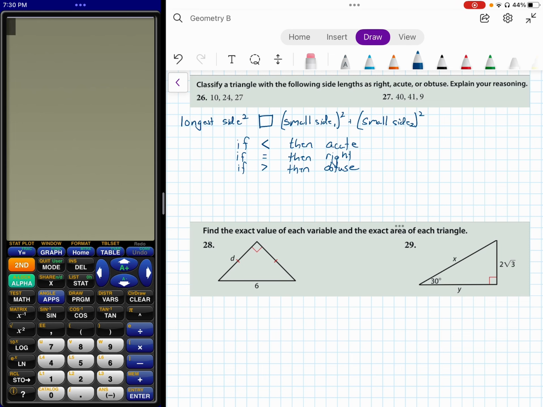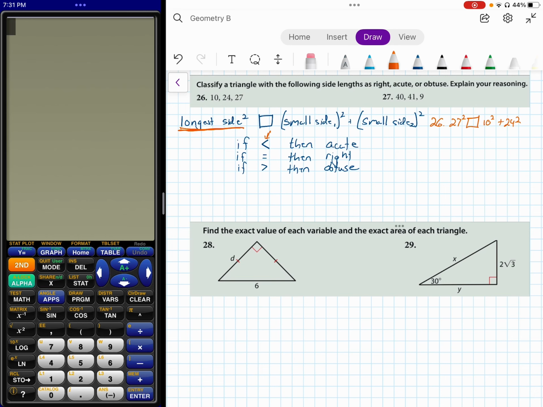So let's just see if we can fit these over here on the side. We'll do 26. I'm going to take the longest side squared. So it's important to have the longest side on the left in order for this to work with these signs. We still could think through them with the concept and figure them out. So 26, the longest side squared is 27 squared. So we're going to compare 27 squared to the shorter two sides, so 10 squared plus 24 squared.